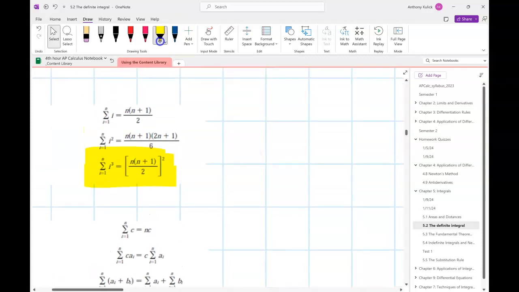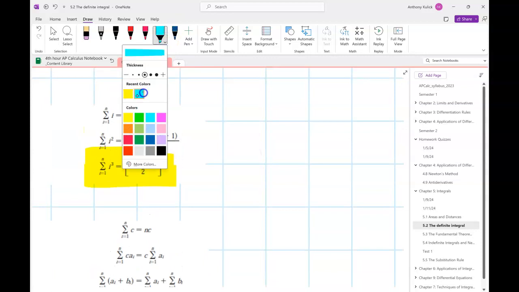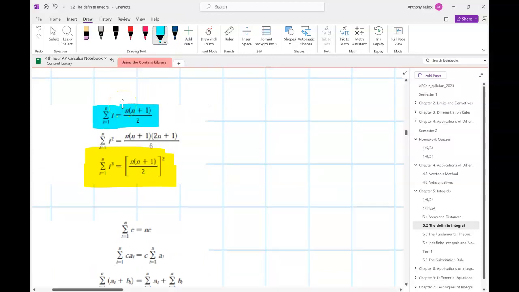And the other sum is this one here. So I'm going to drop those in place of the sums.